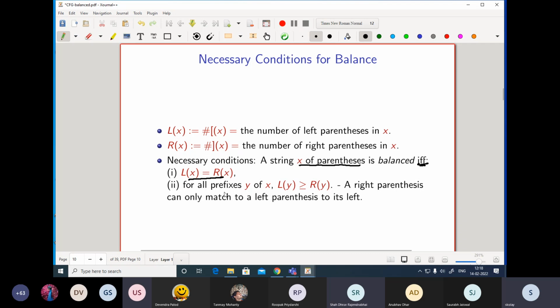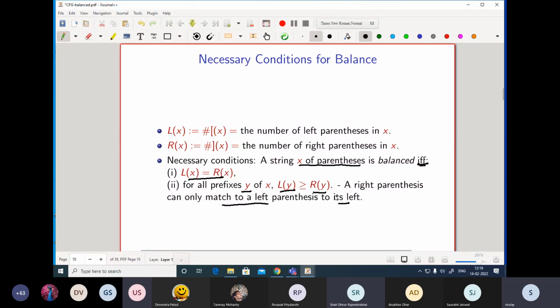And then the second condition is, you take any prefix y of x, then the number of left parentheses in y is at least the number of right parentheses in y. So you take any prefix y, which could be x itself, L of y is greater than or equal to R of y. So a right parenthesis can only match a left parenthesis to its left. This is basically what it means. If this happens, then you can ensure nesting.